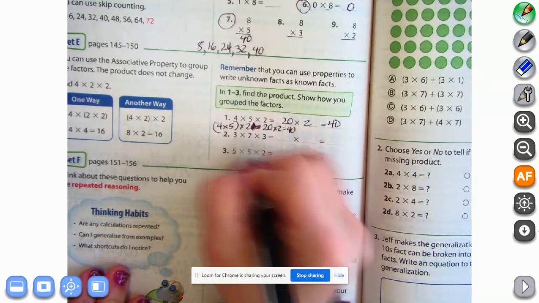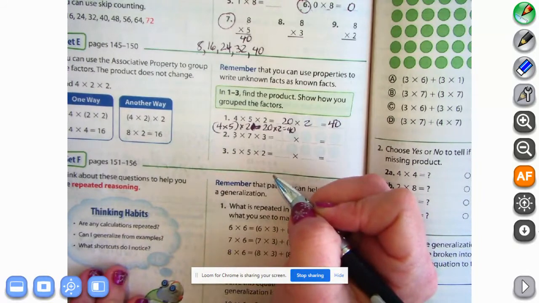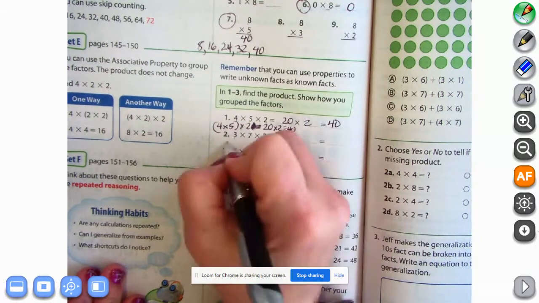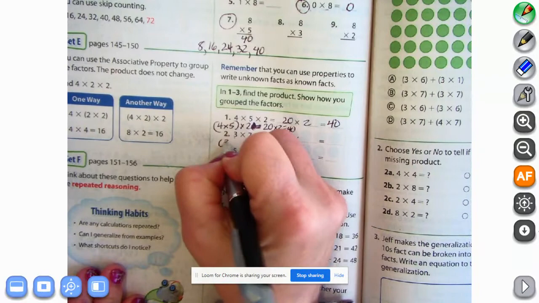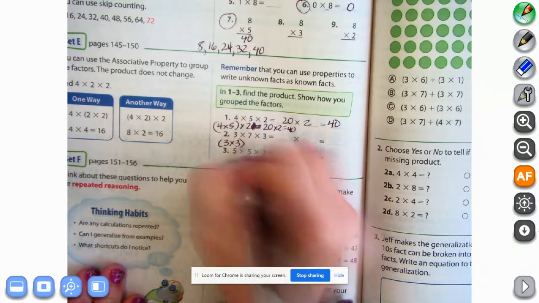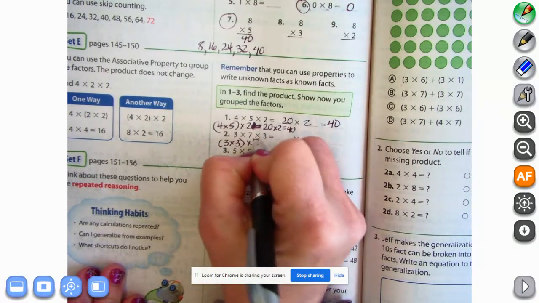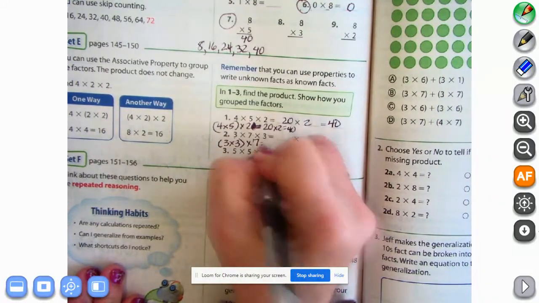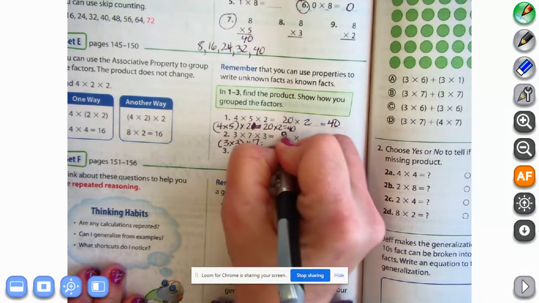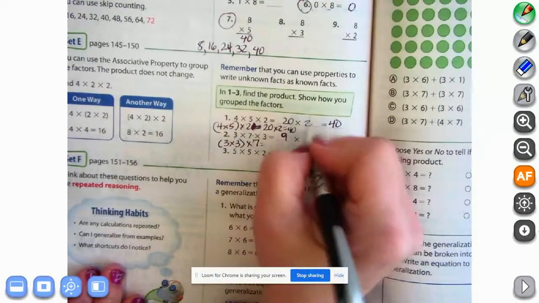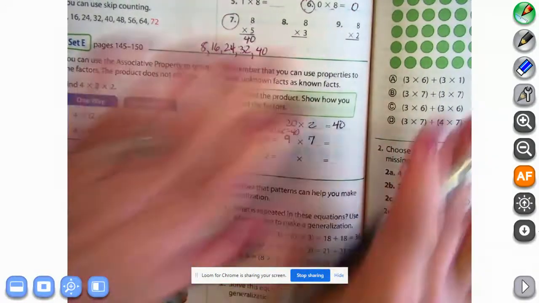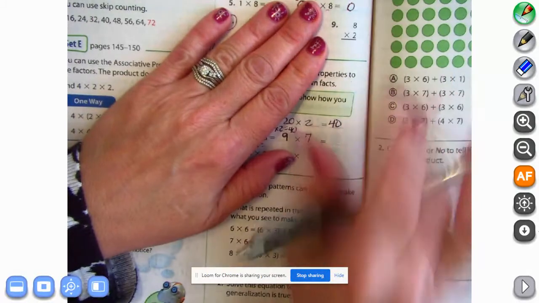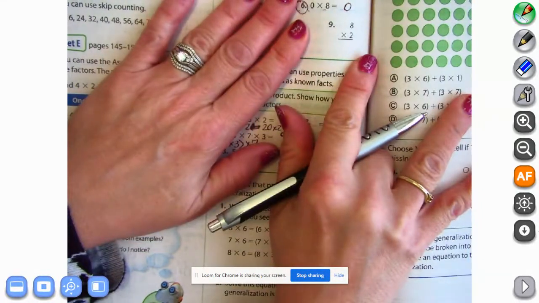Ooh, I see some 3s. I could rewrite these 3s and rewrite this problem as 3 times 3 times 7. I have all the numbers there. 3 times 3 is equal to 9. And 9 times 7, I can do my 9s trick to put down that it'll be 63.